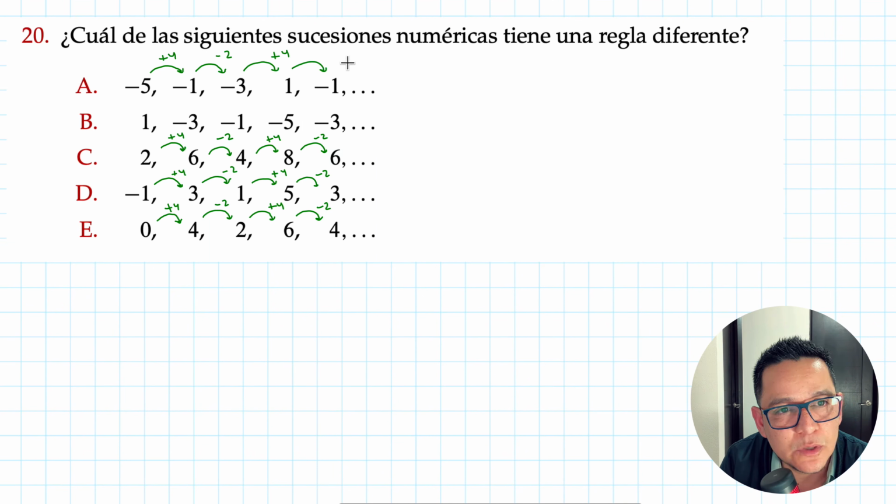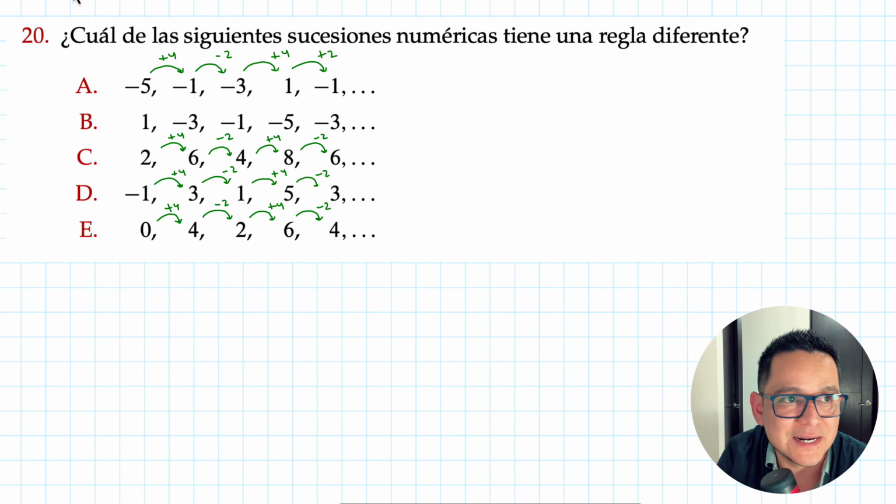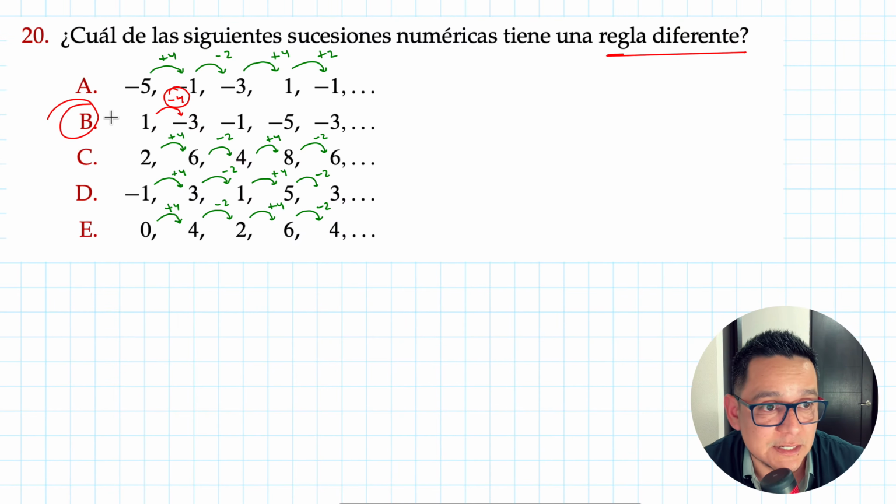And from 1 to -1, yes, you have to add 2. Well, I found it at the end. It's going to be B. Let's check it quickly. Let me use a different color. To go from 1 to -3, subtract 4. So you just subtract 4. So this would have to be the answer, because it's asking you which one has a different rule. So it would have to be option B.